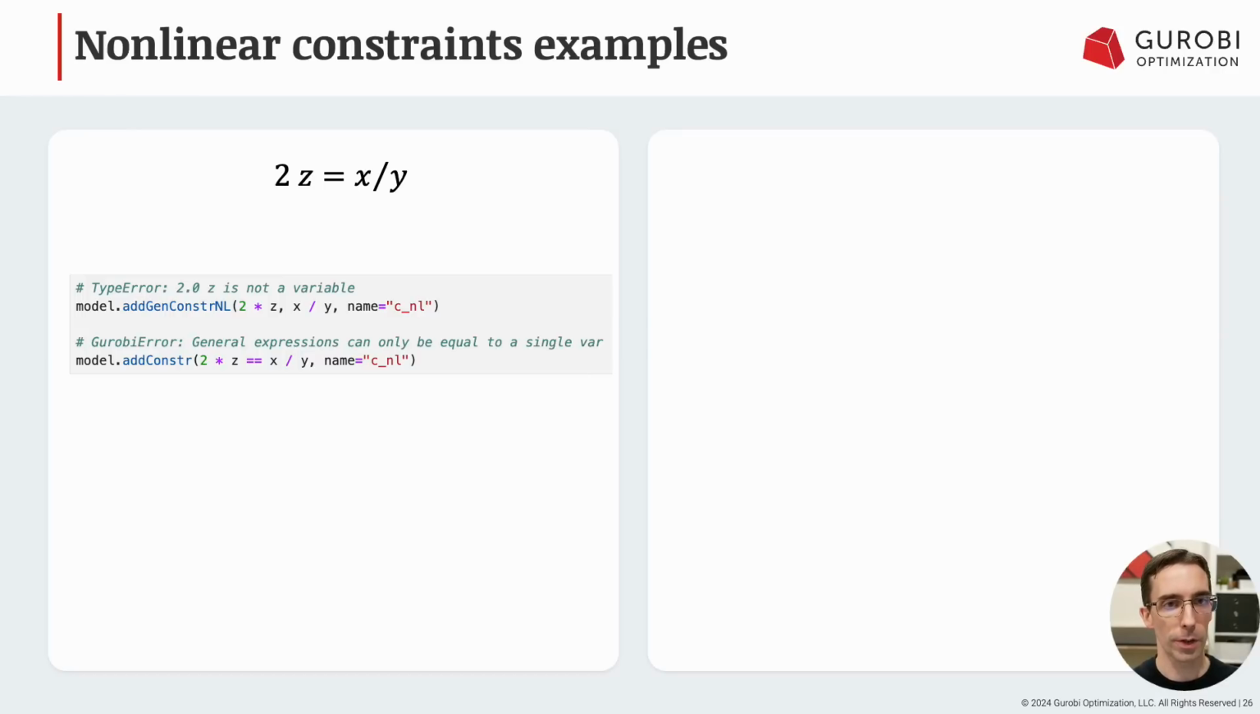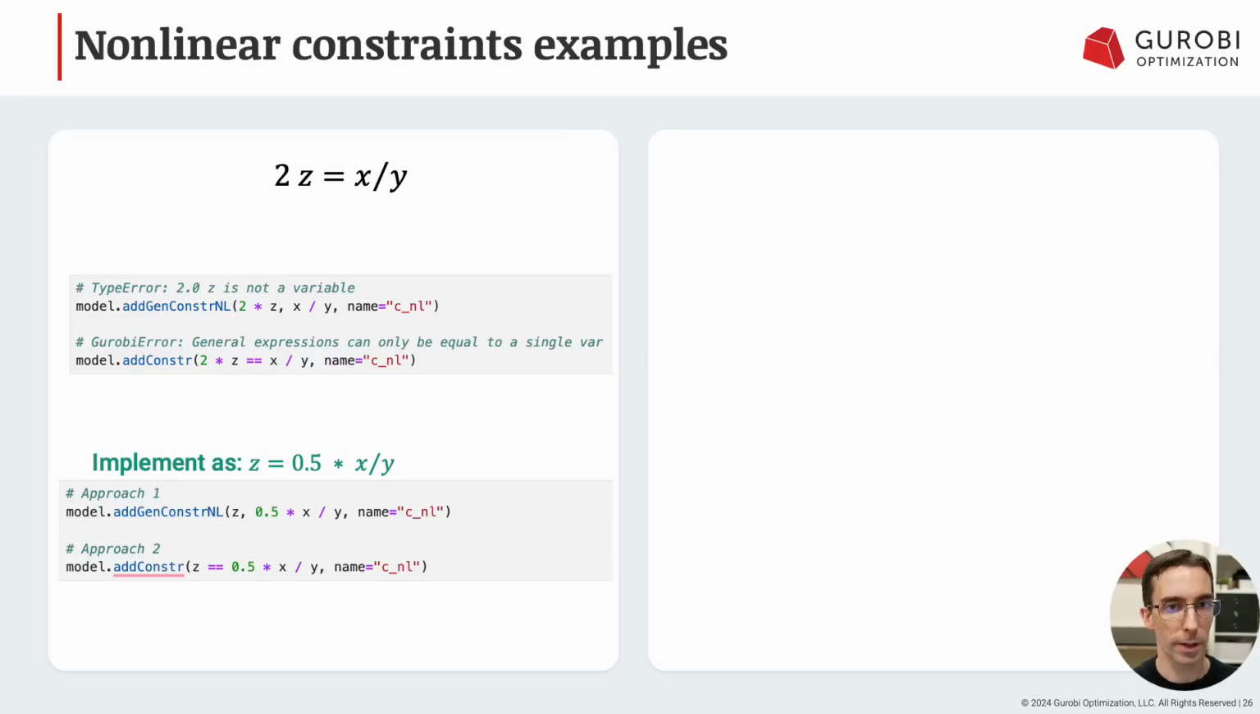Now let's look at a couple examples of implementing some specific constraints in Gurobi Pi. The first example involves implementing a nonlinear equality constraint of the form 2 times z is equal to x over y. The upper left box shows an intuitive but incorrect way of trying to implement this constraint. Remember, the resultant variable of add gen constraint NL should always be a variable object, whereas 2 times z is a linear expression object. You can use the add constraint overloaded method as well, but the constraint must also take the form discussed on the previous slide, where the nonlinear expression is equal to a single variable object.